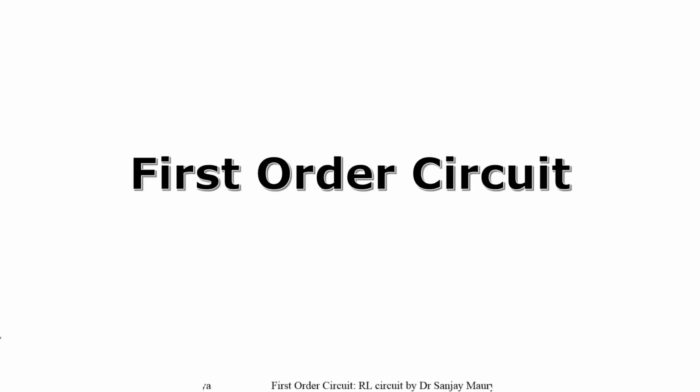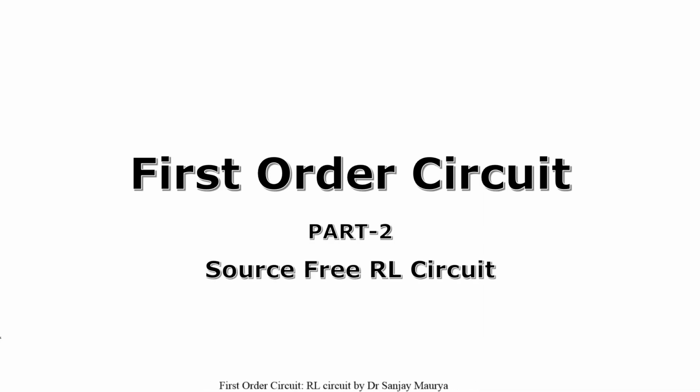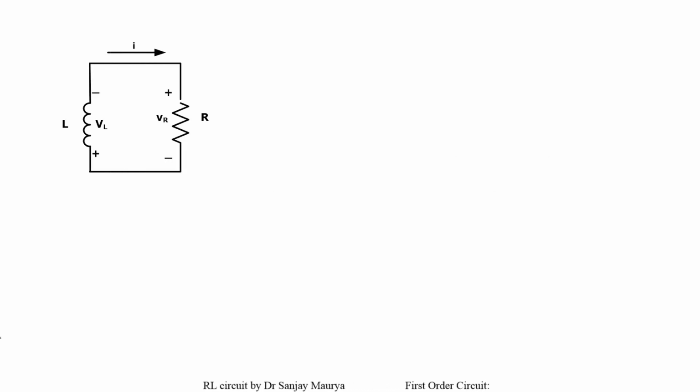Let us continue with the first order RL circuit. In this video, I am taking the case of a source-free RL circuit. That is, there are no independent sources connected to the RL circuit, and the energy stored in the inductor is causing the current to flow in the circuit. So to do the analysis, I am taking a very elementary circuit. In this, L and R are connected in series.